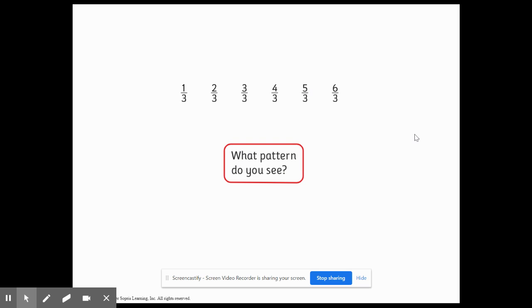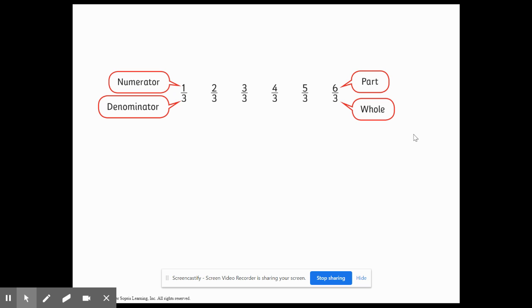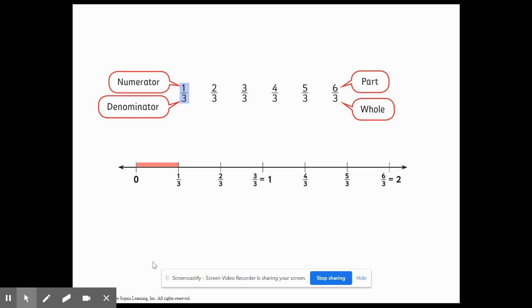Now let's look at some patterns of fractions to continue to develop our number sense. What pattern do you see as you read the fractions from left to right? As we read from left to right, the denominator stays the same, but the numerator increases. These fractions get greater from left to right. This pattern is really easy to see on a number line.